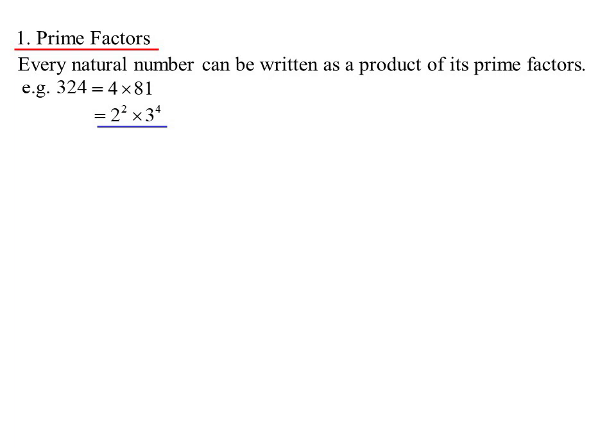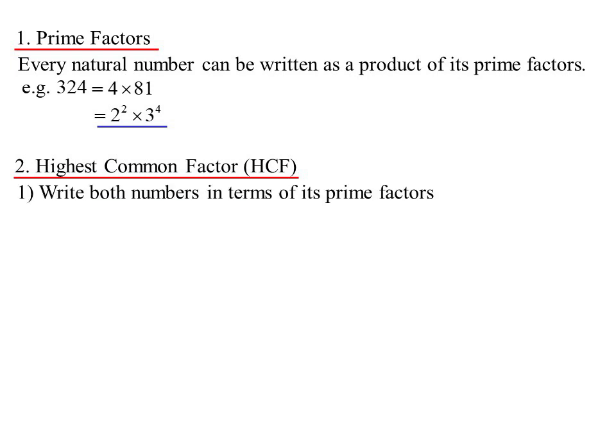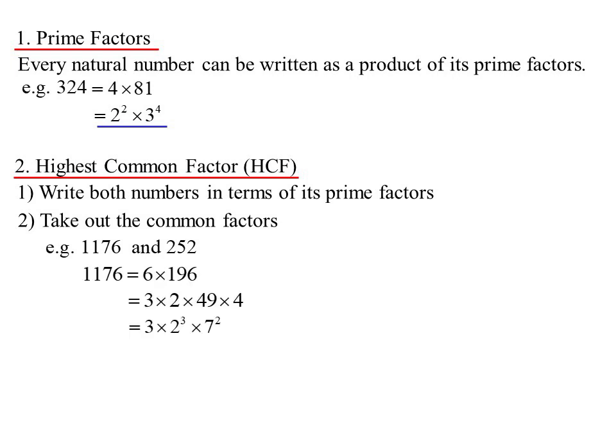That leads us on to things like highest common factor, where we would write both numbers. If we wanted to find the highest common factor, you write it in terms of its prime factors, then you pull out the common factors. So here's 1,176, which eventually we get down to, there it is, 3 times 2 cubed times 7 squared, and 252, which is 2 squared times 3 squared times 7.